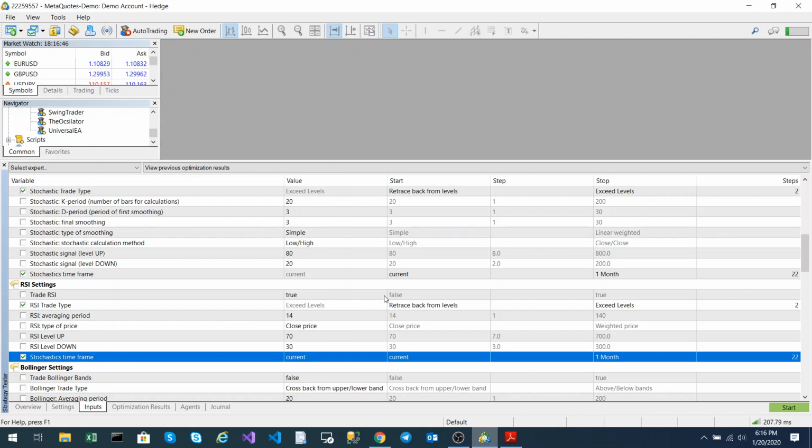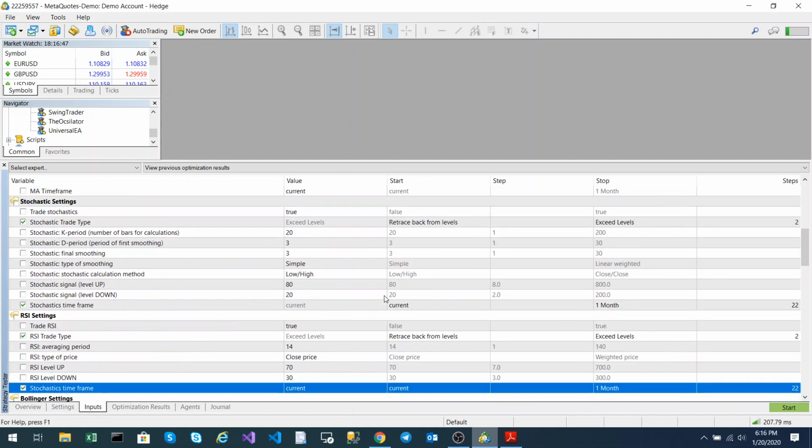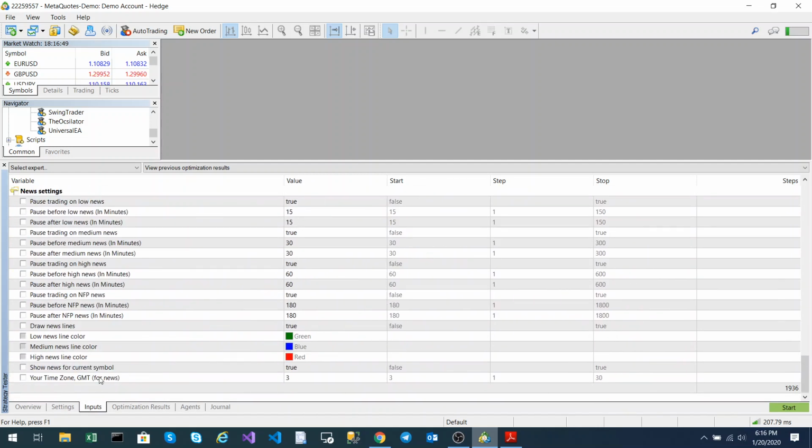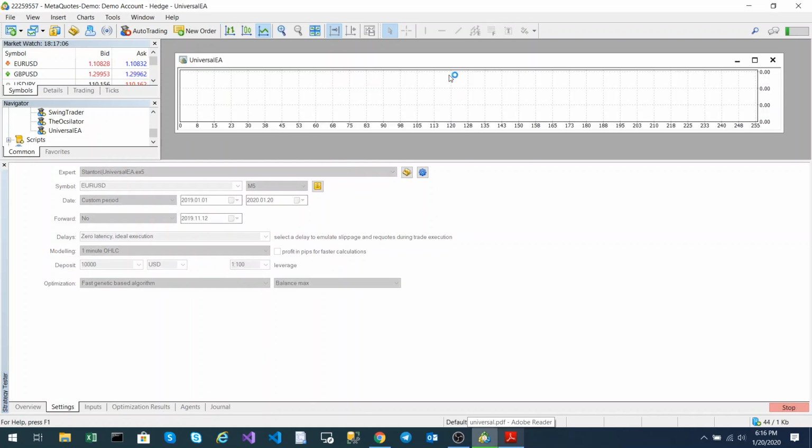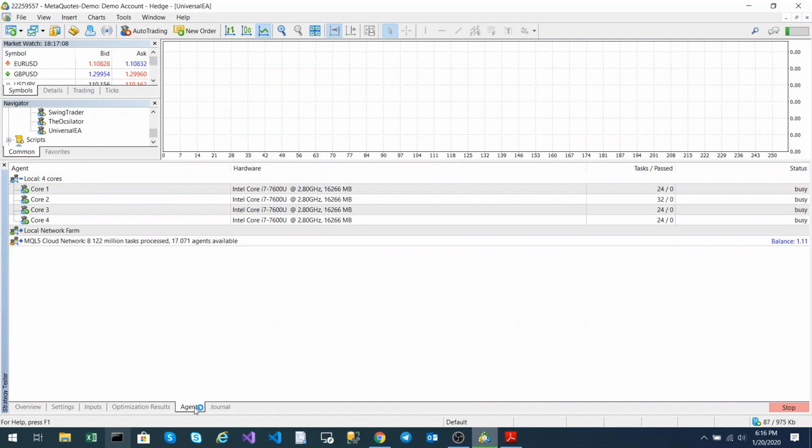Okay, so we've got our time frames. And I'm just going to run a fast genetic on the 1 minute open, high, low, close. And for the period, we could do it in the 5 minute chart. It doesn't really matter. We could choose what we want. Okay, so I'm going to start that. And we're going to look at the agents. I'm just going to run it for a few seconds just to show you that you could configure it the way you want to configure it.